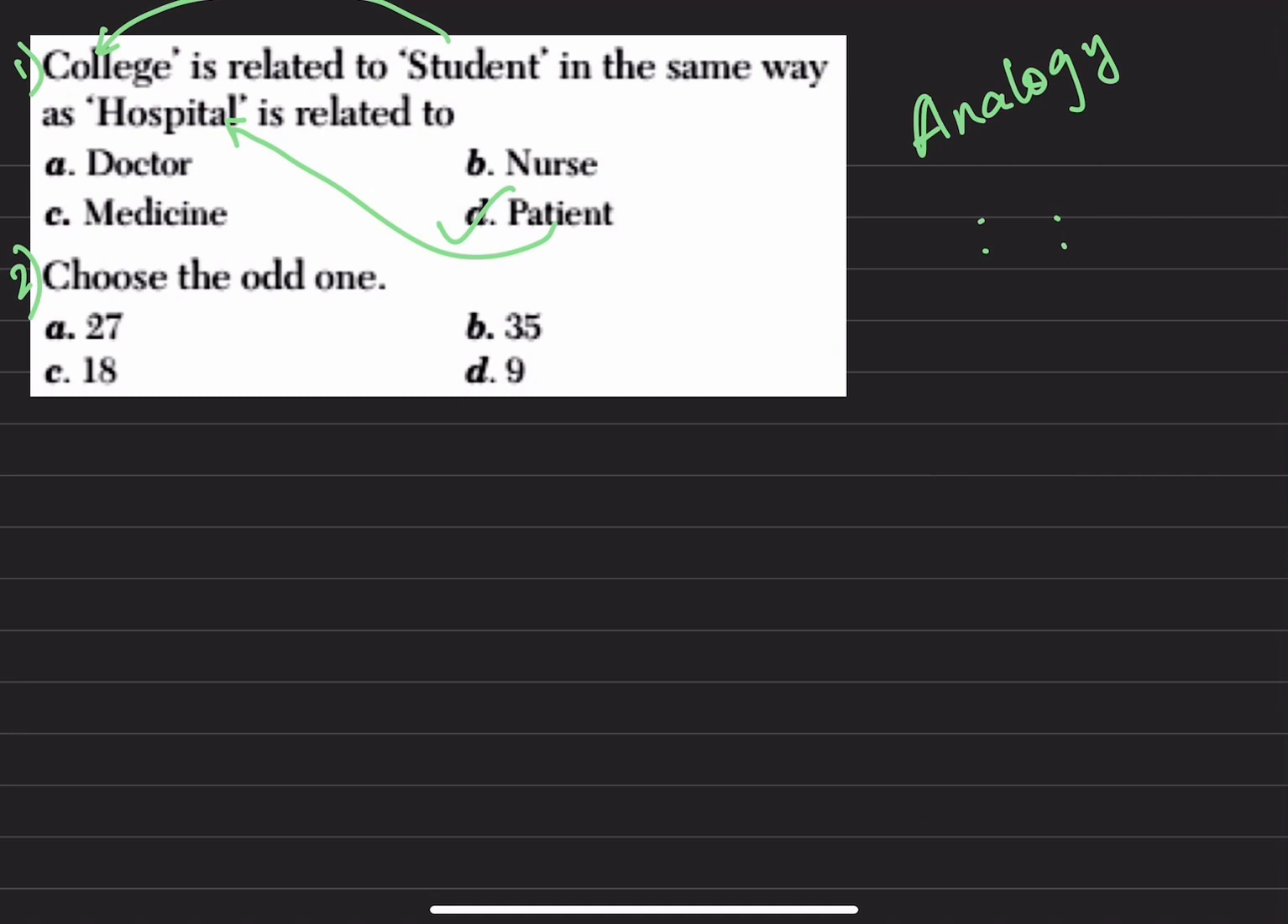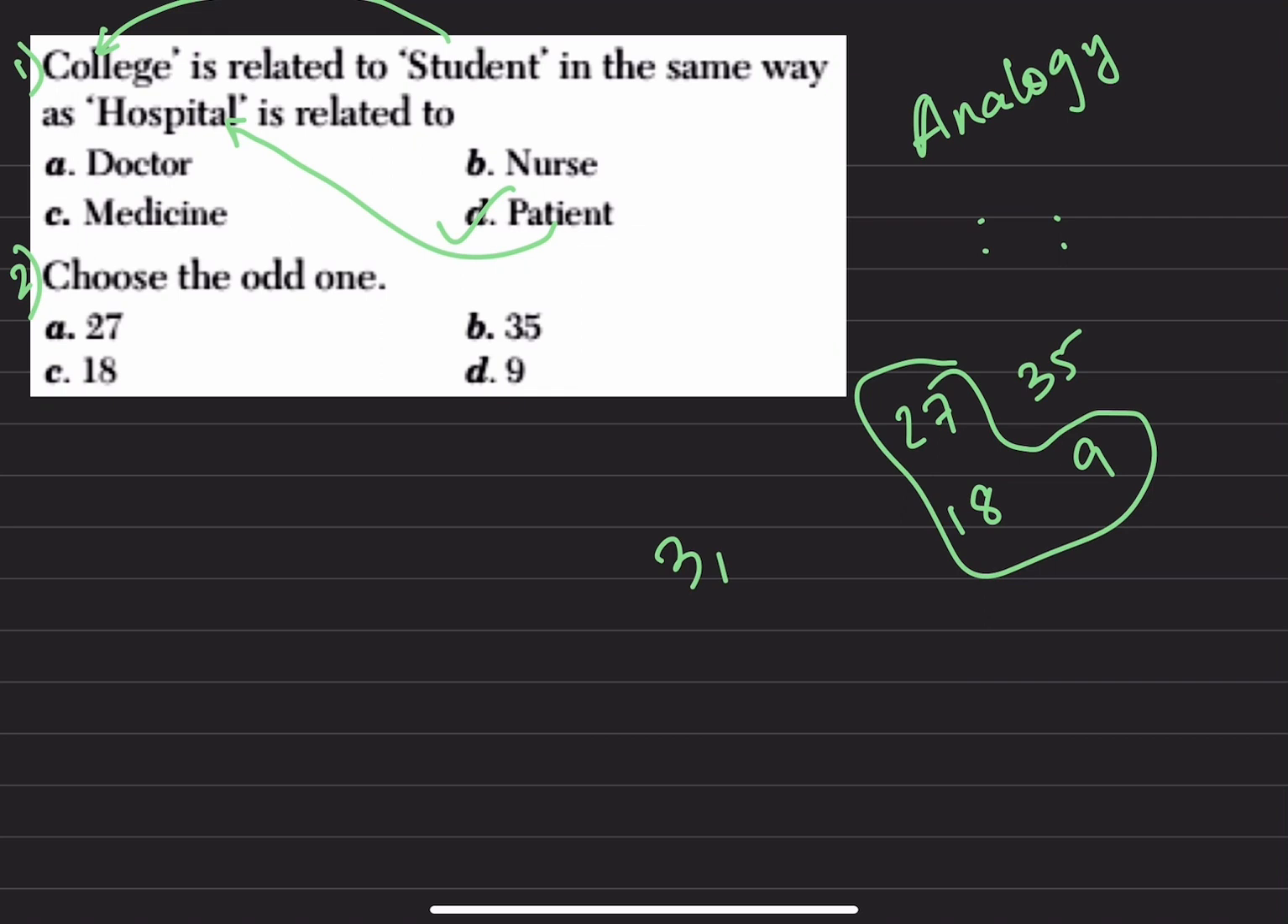That's the first question. And the second question, they're asking us to find the odd one out. So the numbers are 27, 35, 18 and 9. At first glance, I can see that all these three are multiples of 3 or 9, but 35 is not. So I would go with option B. That would be the best bet, and that's the right answer. Let's go with the third question.